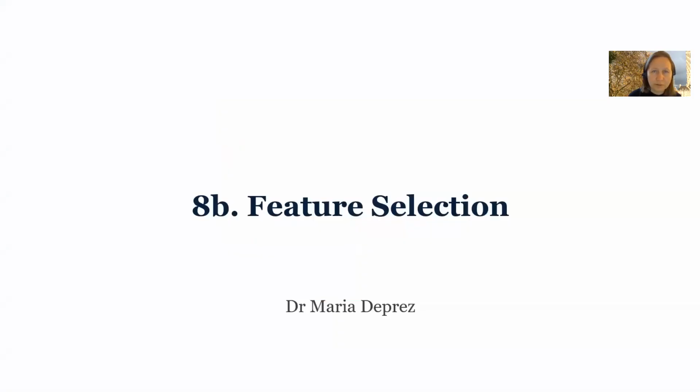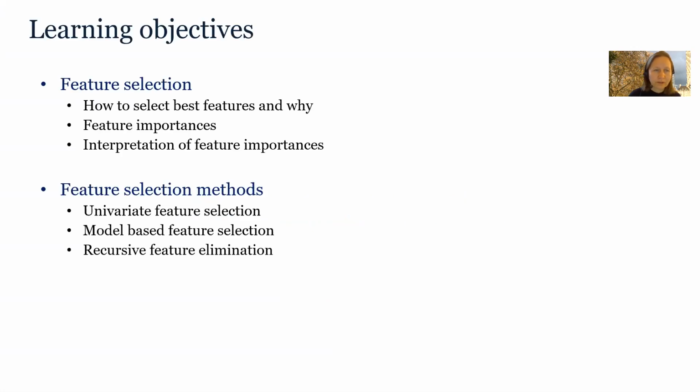The second topic of this week is feature selection. In this lecture, we will show how to select the best features and why. We will introduce the concept of feature importances, and we will interpret these feature importances as well. And we will cover several feature selection methods, including univariate feature selection, model-based feature selection, and recursive feature elimination.